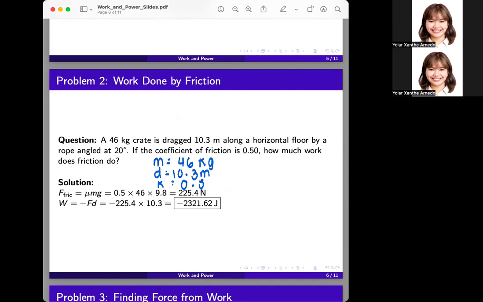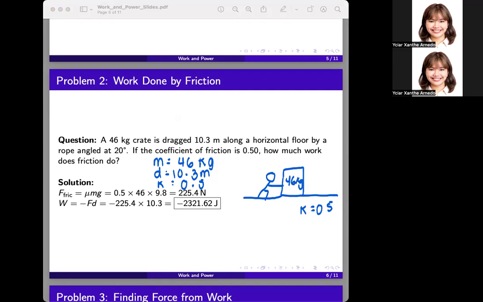So let's draw a diagram here. Let's say this is the person and the person is pushing this crate. Let's say this is our axis here. This is 46 kilograms. And again, the coefficient of friction is 0.5. So the applied force is to the left or to the right. The direction of the displacement is also either to the left or to the right. It's in the same direction as the force. And is there work? The answer is yes.